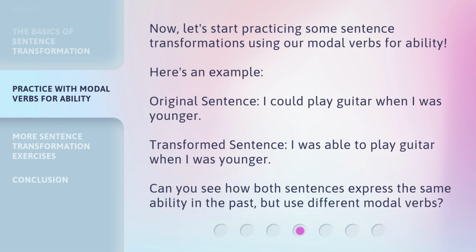Now, let's start practicing some sentence transformations using our modal verbs for ability. Here's an example. Original sentence. I could play guitar when I was younger. Transformed sentence. I was able to play guitar when I was younger. Can you see how both sentences express the same ability in the past, but use different modal verbs?